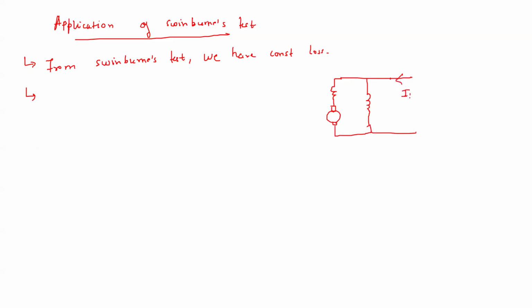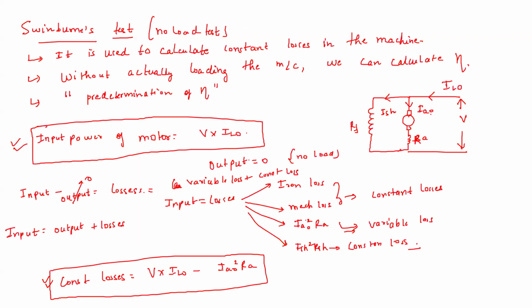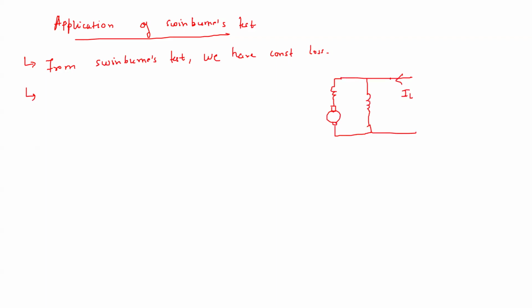So this is now IL. IL0 means no load, IA0 means no load, but IL and IA mean on loading, under load. This is ISH. Let us suppose this is V. So in this case, what is the input power at loading? Input power in this case is voltage into current, VIL. So this is VIL.